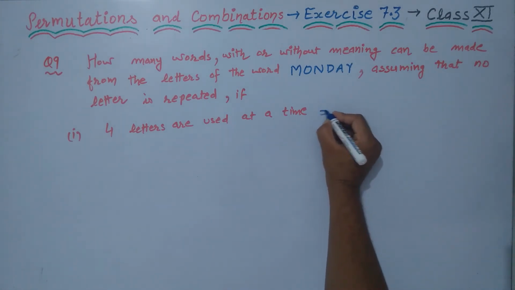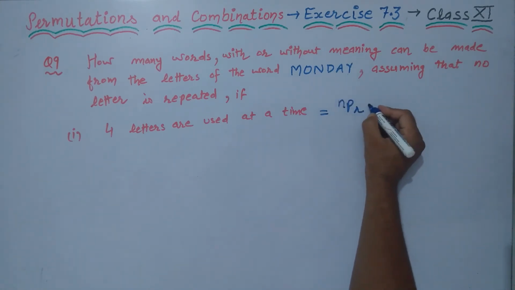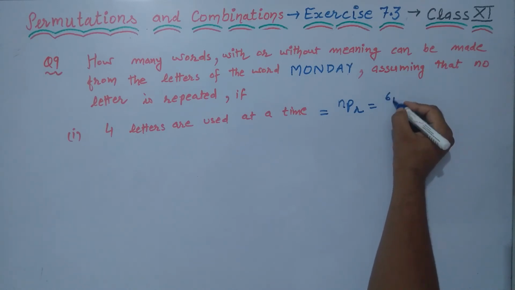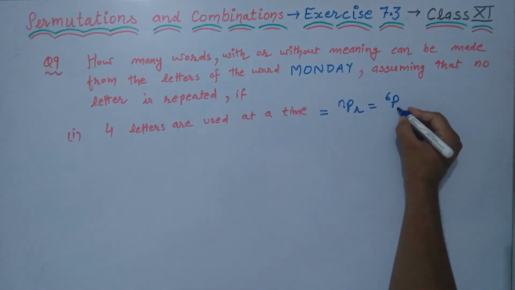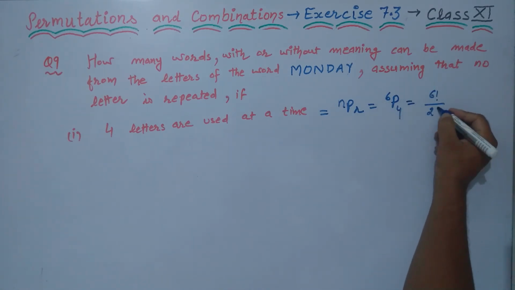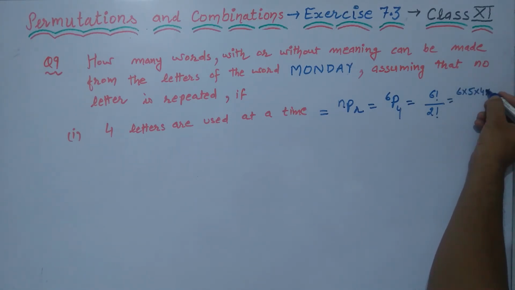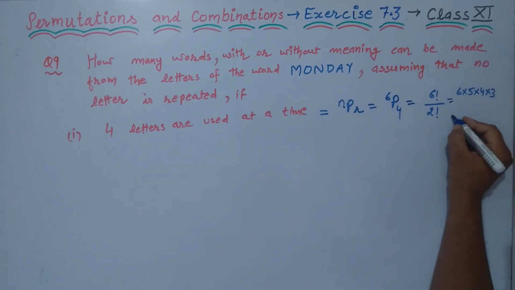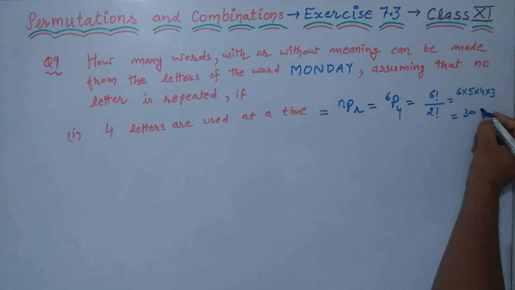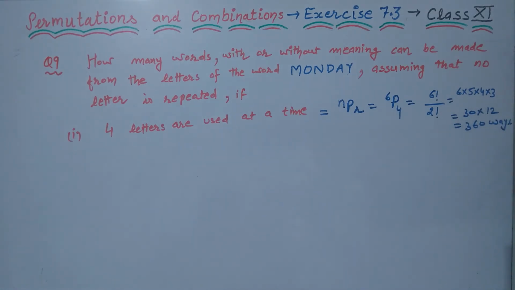So here we say, out of 6 letters, only 4 letters are used at a time. That is nPr, which is equal to 6 factorial upon 6 minus 4, 2 factorial, which is equal to 6 into 5 into 4 into 3 into 2 factorial, cancelled. So this is equal to 6 into 5, 30, 4 into 3, 12, 360 ways. So this was the answer to part number 1.